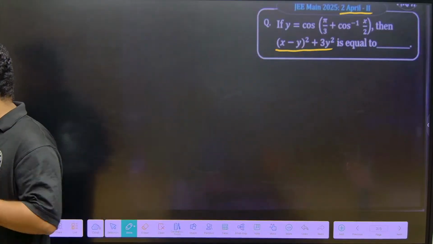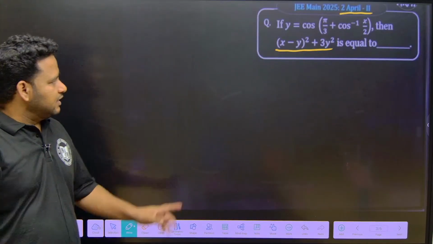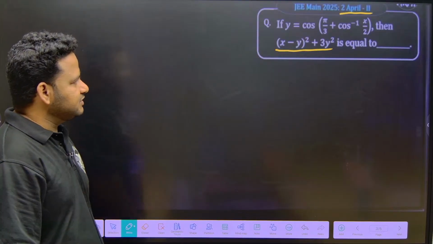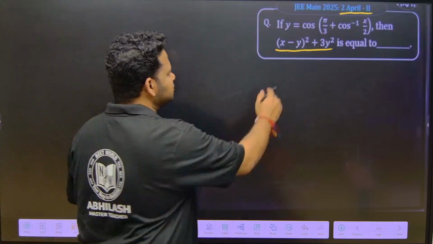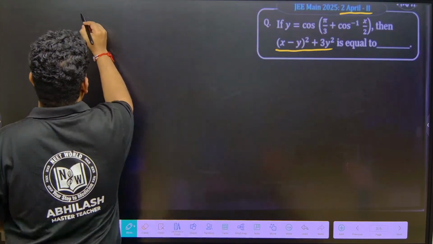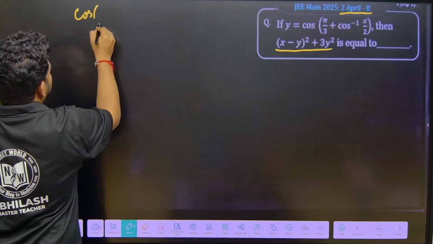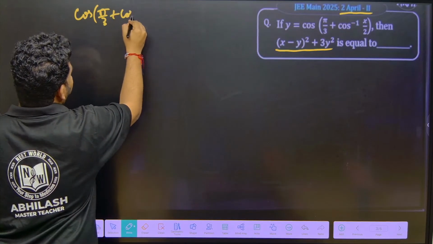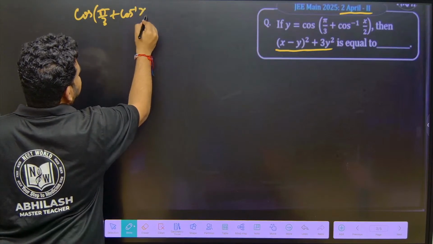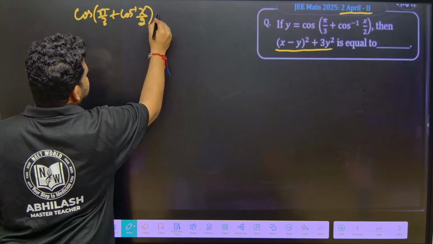Now what are they asking? X minus y whole square plus 3y square is equal to what? Cos of pi by 3 plus cos inverse of x. This is nothing but, this is of which form? So first let me write down cos of pi by 3 plus cos inverse of x by 2, correct? Cos inverse of x by 2. This is similar to what?